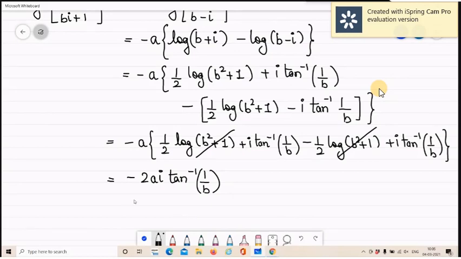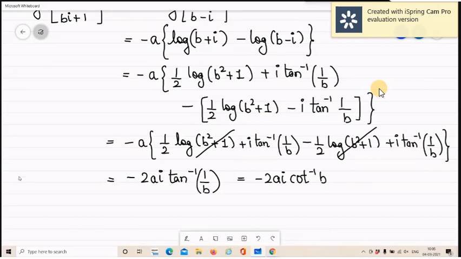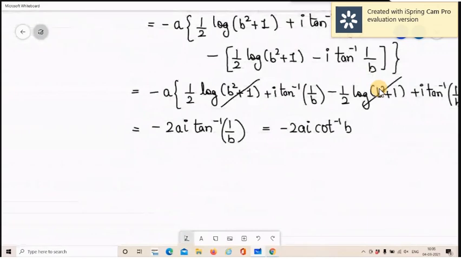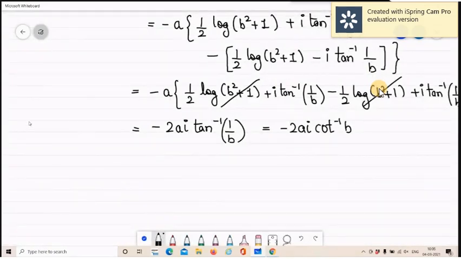Is that clear? So basically here what do I get? Minus 2ai into cot inverse of b. And what is this equal to? What is my left hand side? That also I will not forget, because log is the main thing. That is log of (bi plus 1) minus (bi minus 1) upon (bi plus 1) raised to minus a.